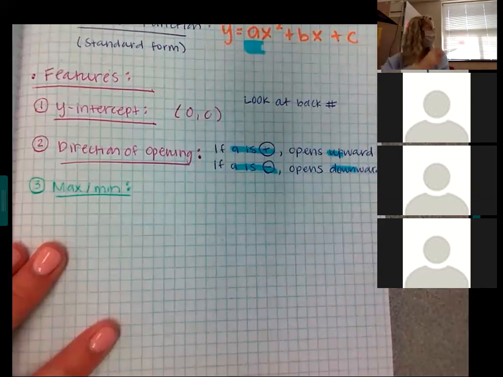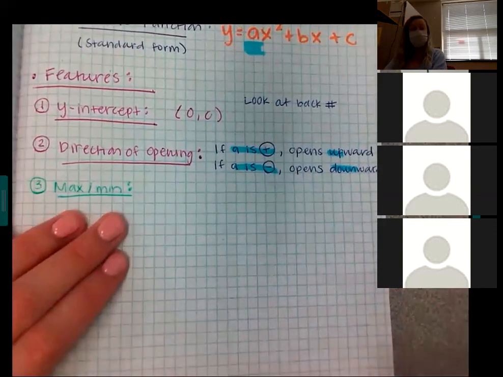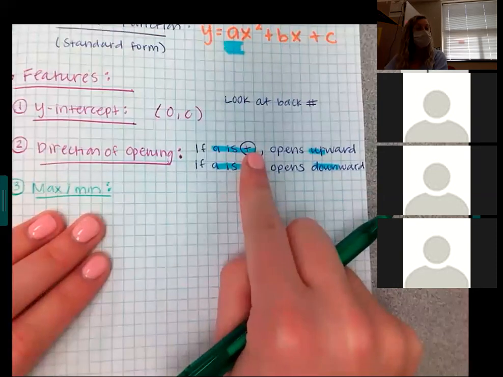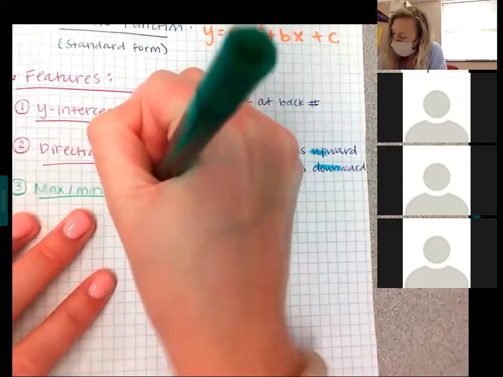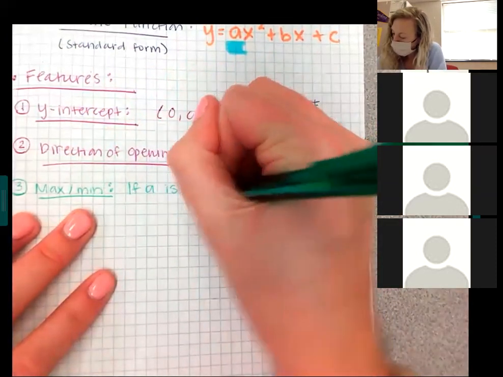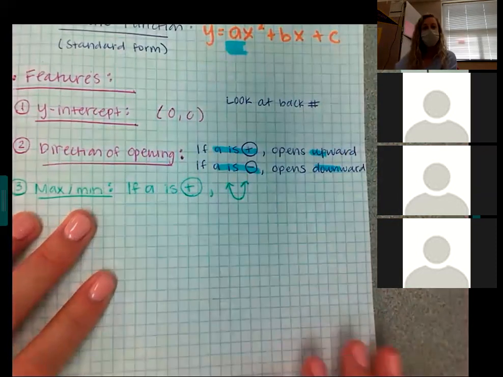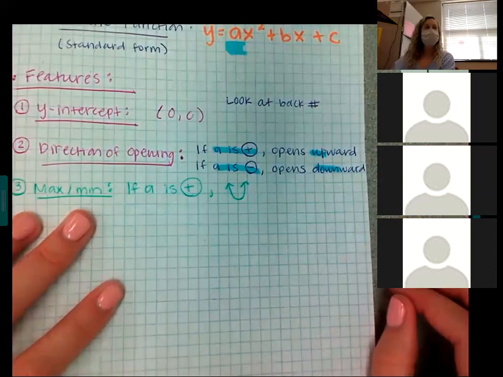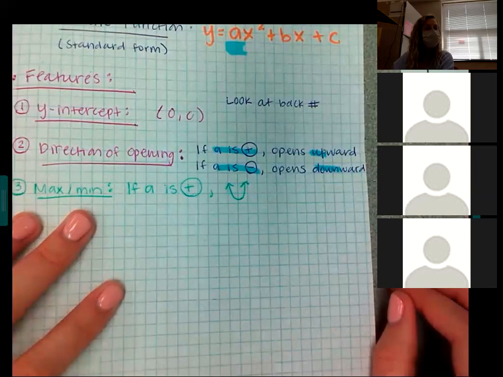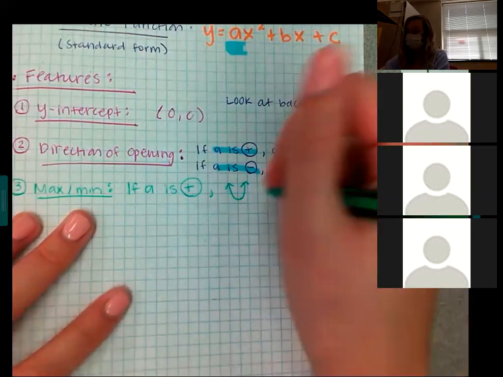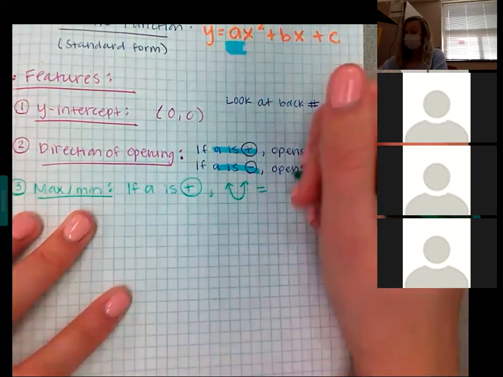Look at the direction of opening and then the opposite of that. Good. Okay, good. Look at the direction of opening. So let's talk about it. For the max or min, if A is positive, we know that means it what? Opens up. So let's write this down. If A is positive, we know it'll open up, which means it's going to look like this, right? So if it opens up, is the vertex at the bottom or the top? The bottom. So if A is positive, what is it going to be? A minimum. Very good.